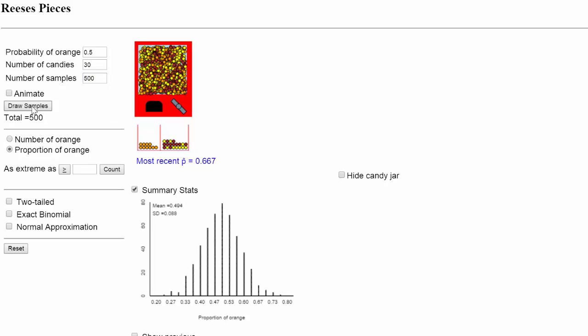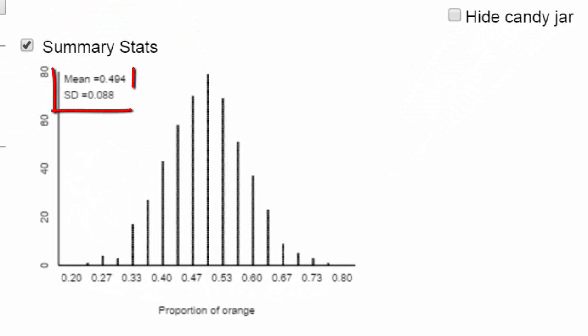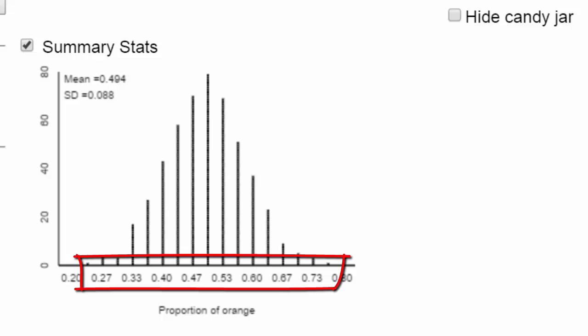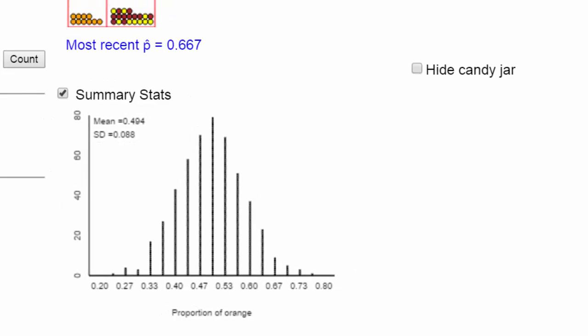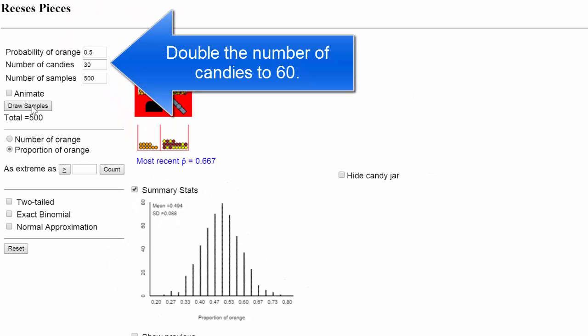So for my simulation, if you're following along with me and you're actually doing the simulation, yours is going to be slightly different. I get a mean of about 0.494 and a standard deviation of about 0.088, with the values ranging from about 0.25 to about 0.75 or 76. Now we're going to make one change. Let's double the number of candies in the sample to 60.